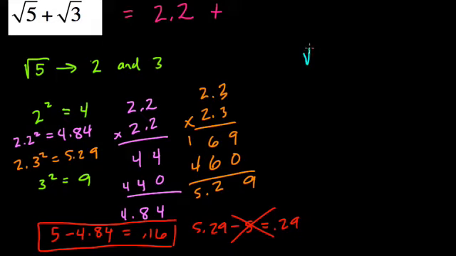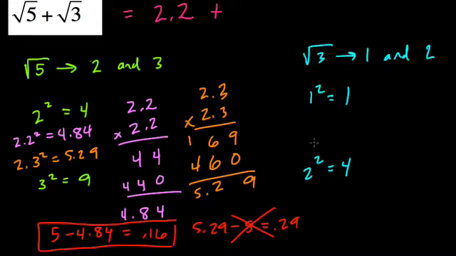Now we just go through the same process for the square root of 3. Well, that's between 1 and 2, right? 1 squared is smaller than 3, that's 1. 2 squared is larger than 3, that's 4. And the square root of 3 is closer to 2 because 2 squared is 4, and that's closer to 3 than 1 squared is. So now I'm going to try a decimal close to 2. I'll try 1.8.